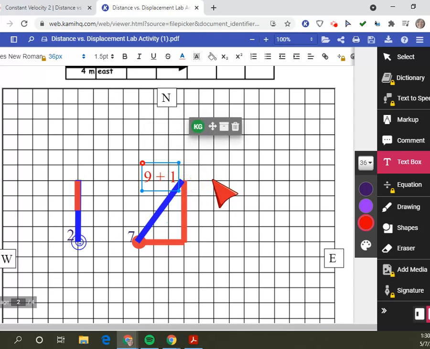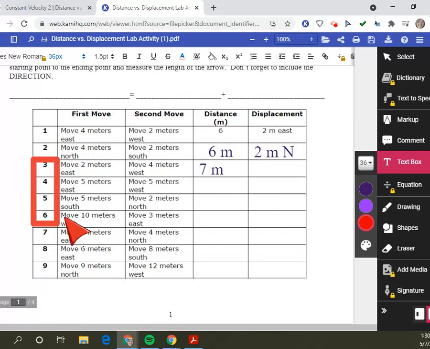So we can go back up and put our displacement for number 7. Oops, I put that on the wrong spot. I'm sorry. Our displacement for number 7 is 5 meters, and just like Jordan said, northeast. And when we do the ones like this that are kind of turning a corner, we're going to have to do a little bit more math.